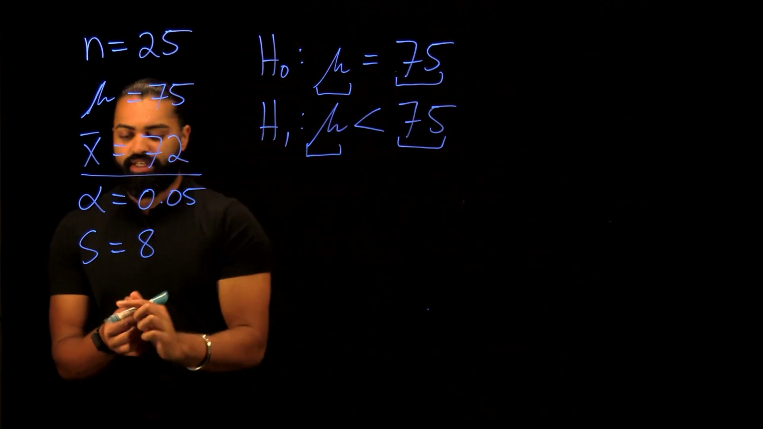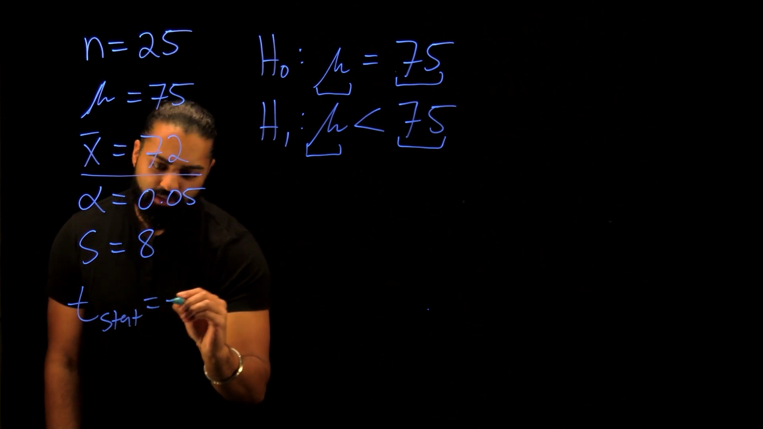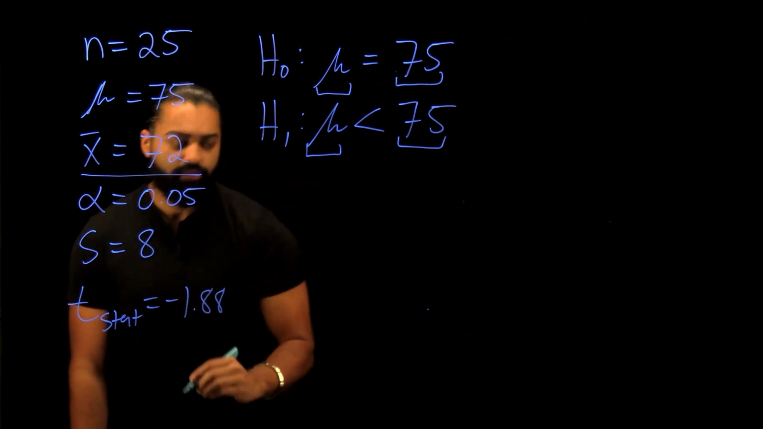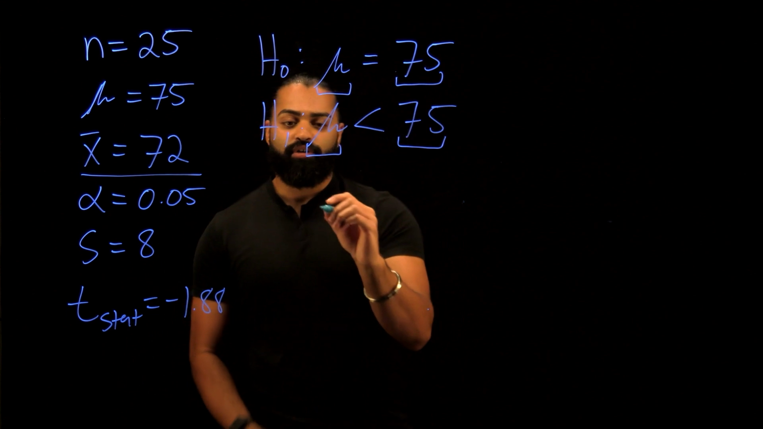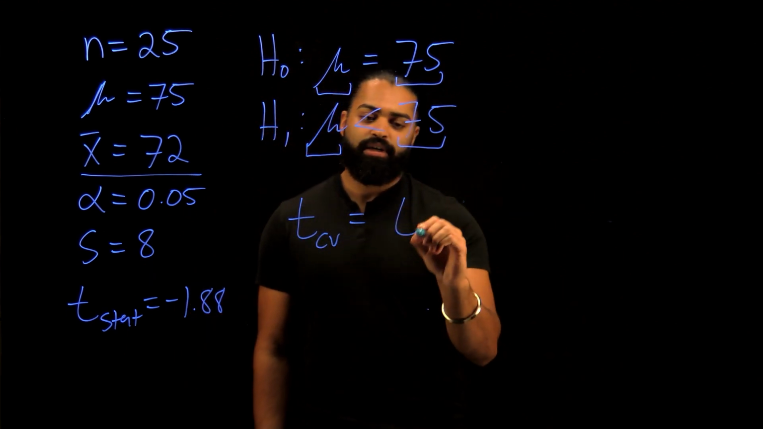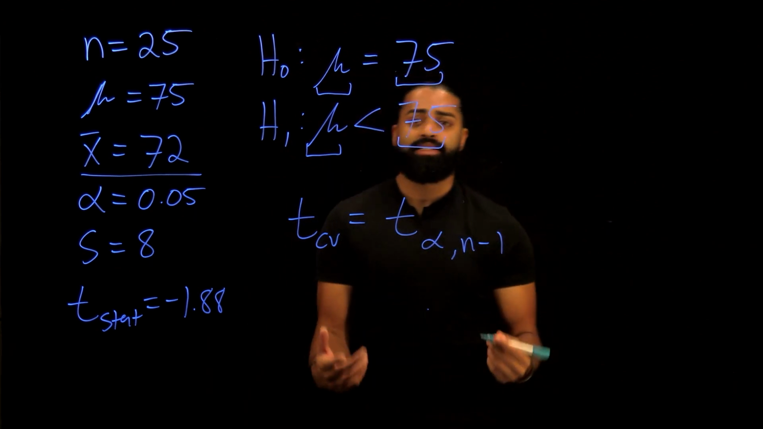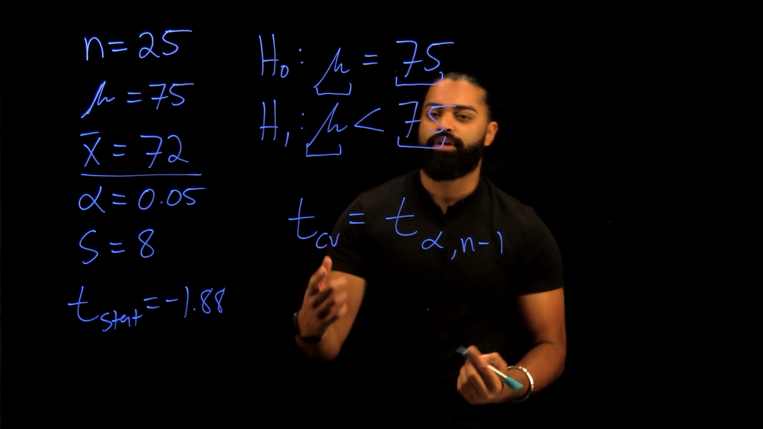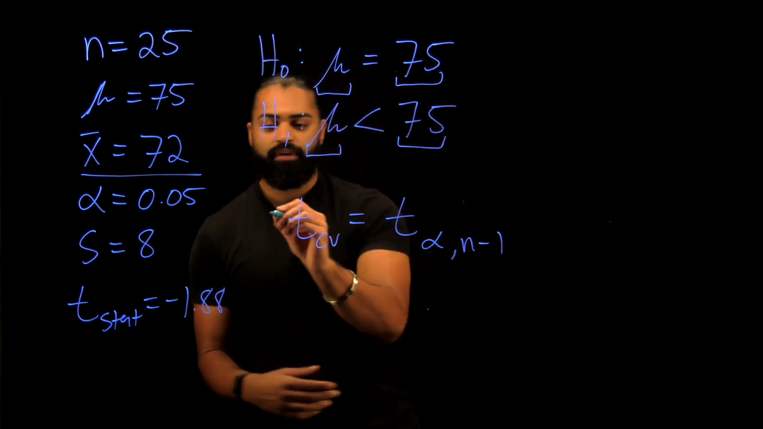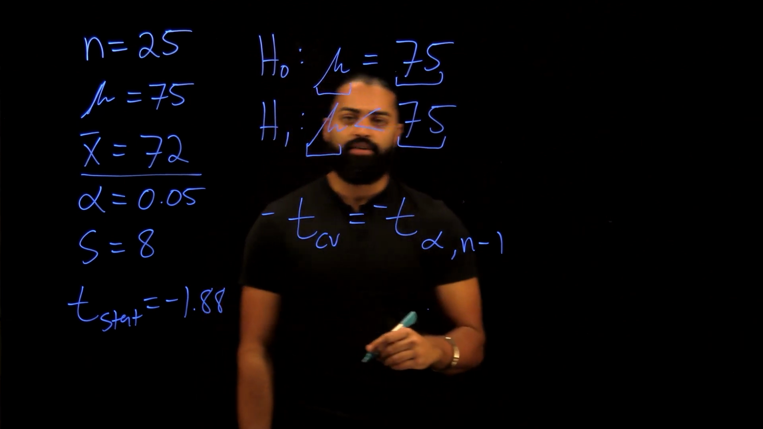So I'm just going to put the t-stat right down here somewhere. So your t-stat is negative 1.88. Now we want to find the t critical value. So our t critical value, we know it's going to be t of alpha, comma, n minus 1. Now, because this is a left-tailed test, our t critical value has to be negative. So because this is less than, your t critical value is going to be negative.